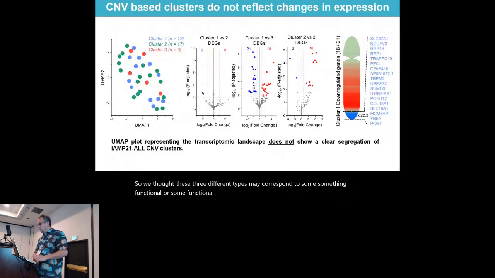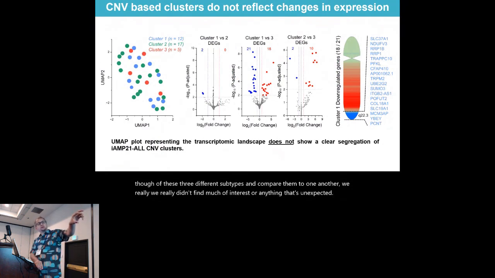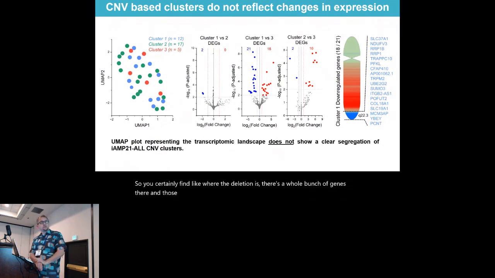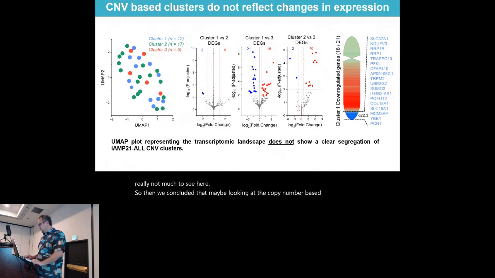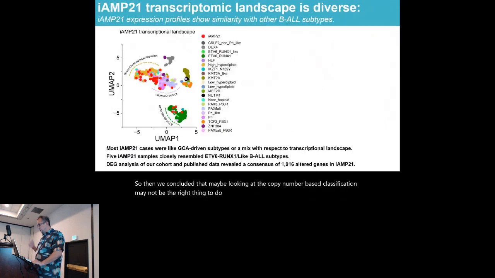When we looked at the gene expression of these 3 different subtypes and compared them to one another, though, we really didn't find much of interest or anything unexpected. So you certainly find, where that deletion is, there's a whole bunch of genes there, and those are by definition not expressed anymore. So you find them, but really not much to see here. So then we concluded that maybe looking at the copy number based classification may not be the right thing to do. So how about we look at the gene expression itself?